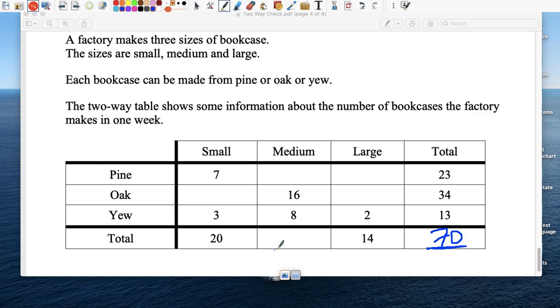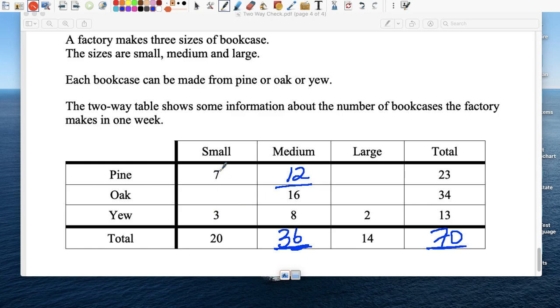Now I can actually find this guy here, right? So 20 plus something plus 14 equals 70. So let's just subtract 70 minus 20 minus 14, and that's going to give us 36. And you can see that now things start to get easier because I have a lot of them filled in. So let's find how many medium pine we have. 36 minus 16 minus 8 is going to give us 12.